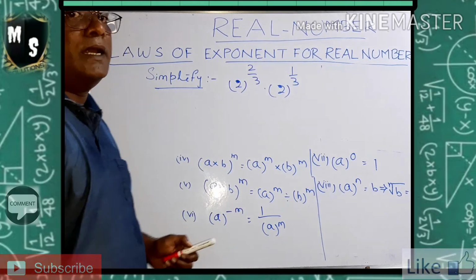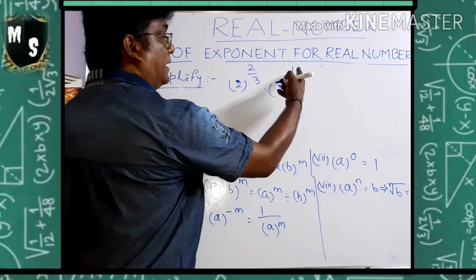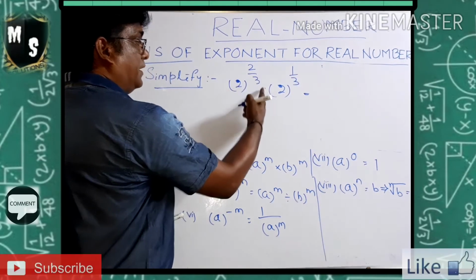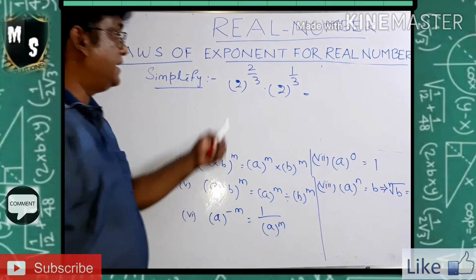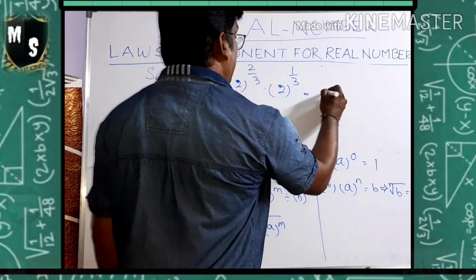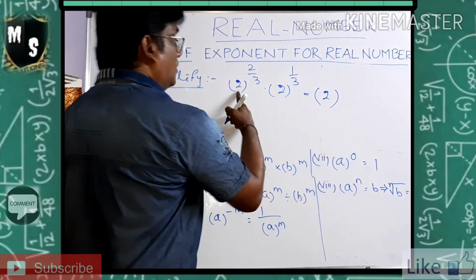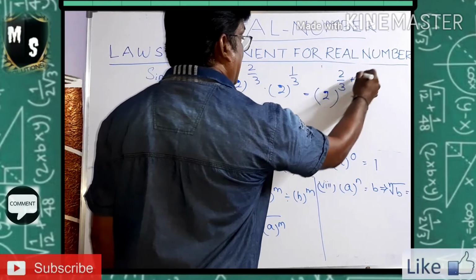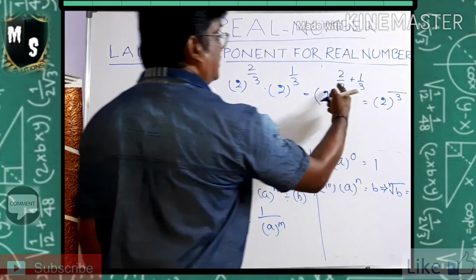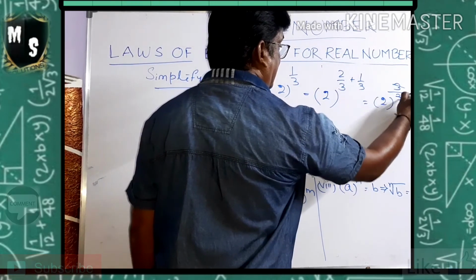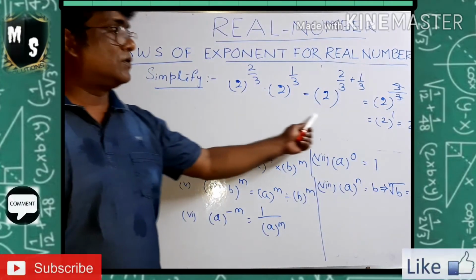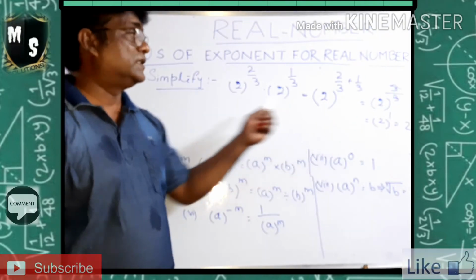It is under the formula a to the power m into a to the power n. Again I am saying, a to the power m into a to the power n, so the formula is a to the power m plus n. Here a is 2. Now 2 to the power, LCM is 3, like fractions, 2 plus 1 is 3, so 3 cancelled. It is 2 to the power 1, that is equal to 2. Very easy to solve. This is called simplification of this type of sums.